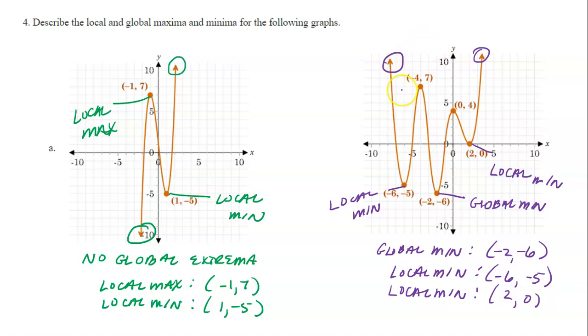And then we have a couple of local maximums. So we have a local max at -4, 7. So right here, local max. So there, and this one's also a local max, 0, 4. Okay. That's it. If you have any questions, please let me know.